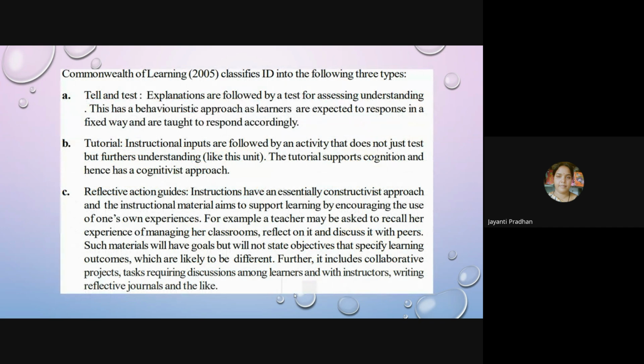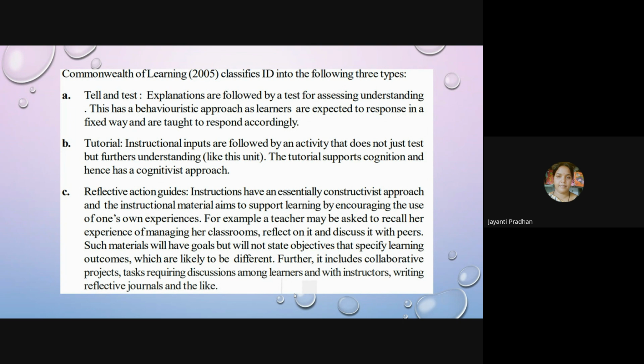Commonwealth of Learning, 2005, classified the instructional design into three types. One is tell and test, one is tutorial, and reflective action guide. So according to Commonwealth of Learning, three types of instructional design are there: tell and test. That means explanation followed by testing. Some concept I have explained. After that, the children are administered with some kind of test based on the explanation.